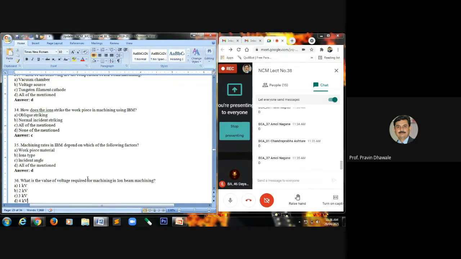Next, what is the value of voltage required for machining in ion beam machining? 1 kilovolt, 2 kilovolt, 3, 4 kilovolt. Write the correct option. What will be the correct option? Okay, A is the correct option.